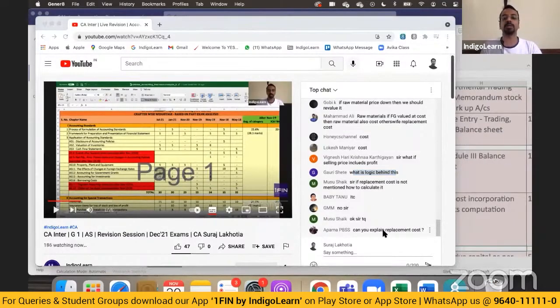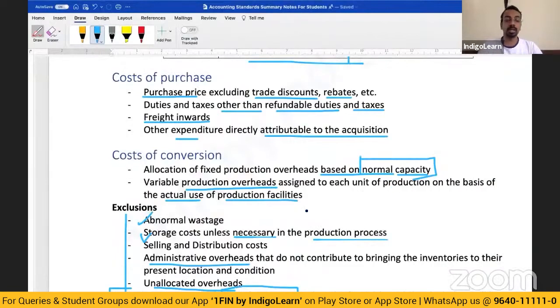Can you explain replacement cost? So replacement cost means cost that you would incur today to replace the materials. For example, I have raw materials of 100 kgs with me. I have purchased them at 10 rupees per kg. Today, if I go to the market and if I want to purchase the same thing, it will cost me, let us say, 9 rupees, or it will cost me 11 rupees, whatever is the case. That cost to replace, meaning cost to purchase it afresh, is called replacement cost.